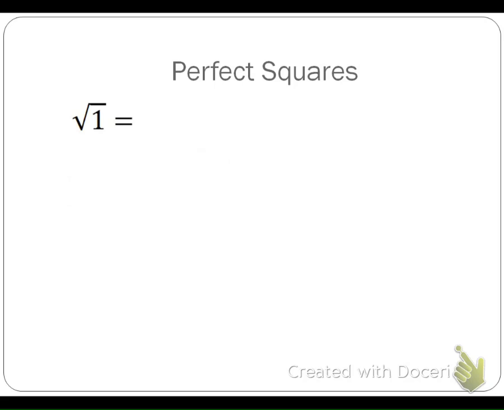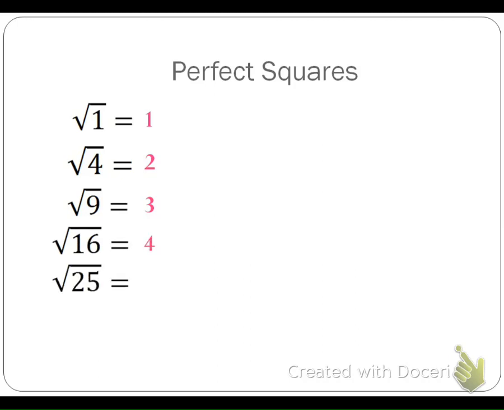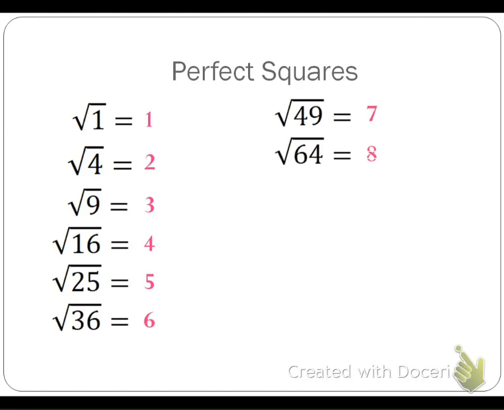Here are some perfect squares that you should memorize. The square root of 1 is 1. Square root of 4 is 2. 9, 3, 16, 4. And we're just going to count up. 5, 6, 7, 8, 10. If you notice all these numbers, 1, 4, 9, 16, 25, 36, 49, 64, 81, 100, if you have ever seen a multiplication times table, let me pull one up for you.